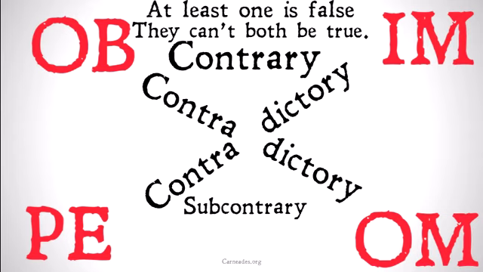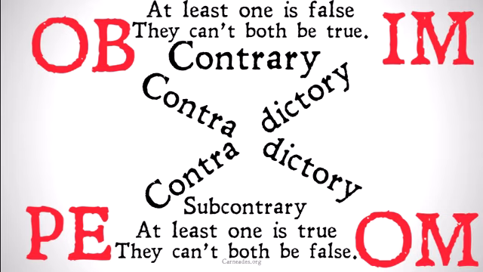We're also going to have a sub-contrary relation going on between permissible and omissible. That once again means at least one is true. They can't both be false, but they could both be true, once again, in the case of something being optional.